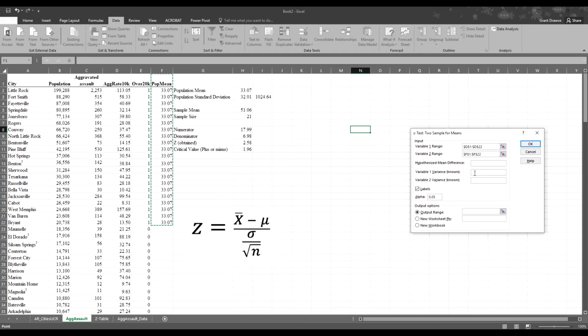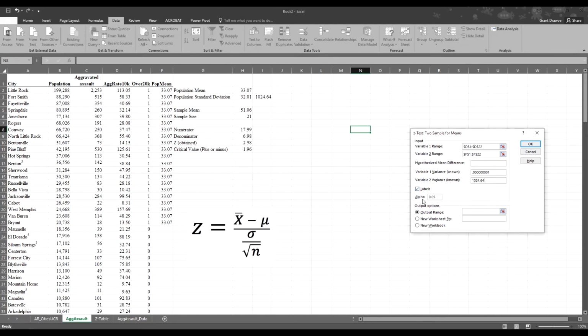So here it's the same one, and this is a workaround to get this to work with the two sample one. For the known variance, it has to be greater than 0, it has to have a value. So we're going to make it as small as we can, but still not equal to 0. And the variance for variable 2, which is our known population, is 1024.64. And keep in mind that we do have labels. We did highlight population mean and the ag assault rate per 10,000 here.